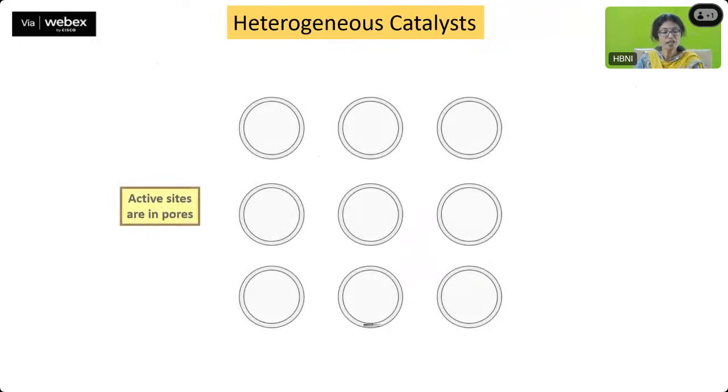And how is this happening? This is happening on the active sites which are there in all these pores. We say porous material, so more active sites will be there if it's a porous material, if it has a higher surface area, because it is a surface reaction. So for heterogeneous catalysis, you prefer something which has a much larger surface area.